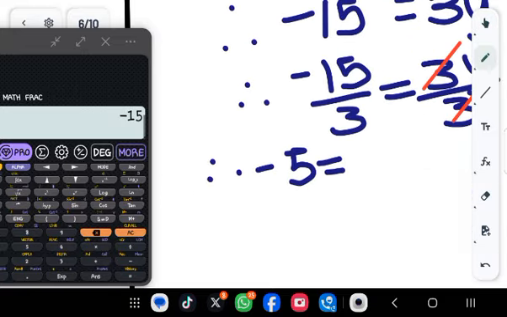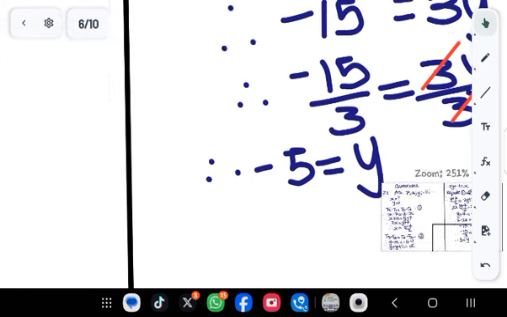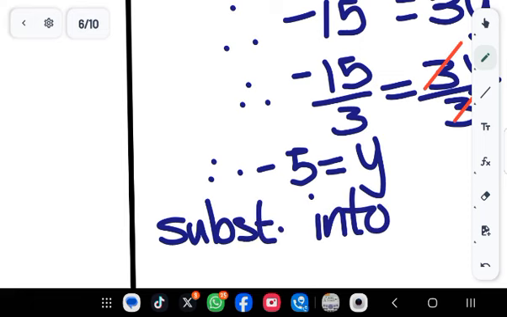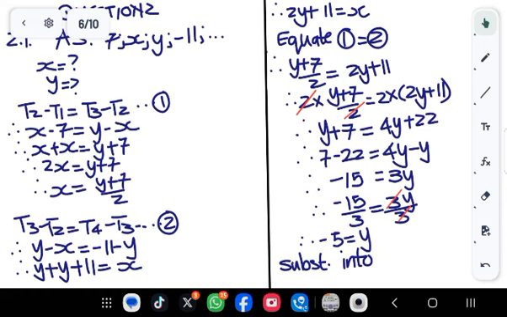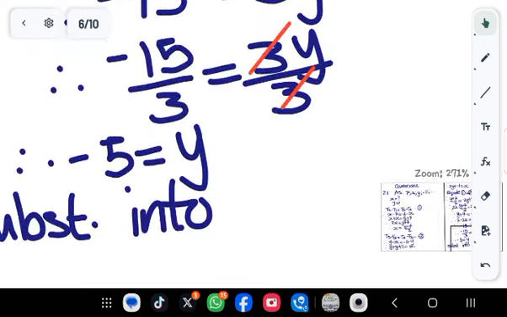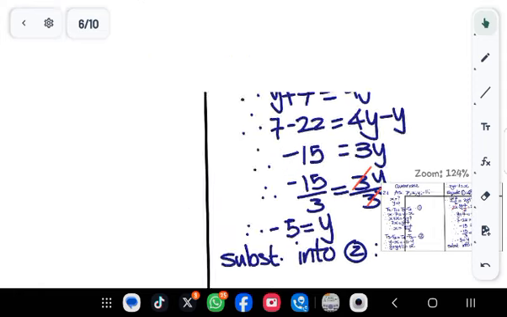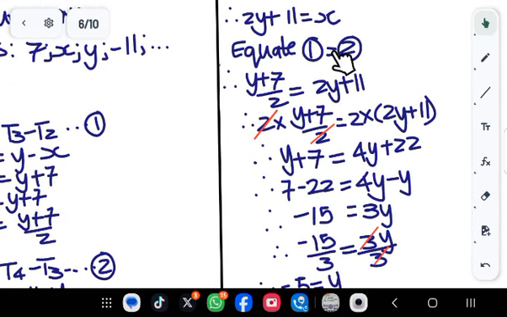Now we take this y and substitute it back into any of the equations for x. We can substitute it into equation 2. You can use equation 1, that's up to you. Try to keep everything as simple as you possibly can to avoid making silly mistakes. Whichever one is simple for you.